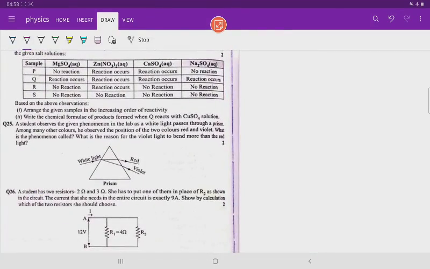Question number 25. A student observed a phenomenon in the lab as white light passes through a prism. Among many other colors, observe the positions of two colors, red and violet. What is the phenomenon called? What is the reason for the violet light to bend more than the red light? The phenomenon is called dispersion, because white light is splitting into its component colors.